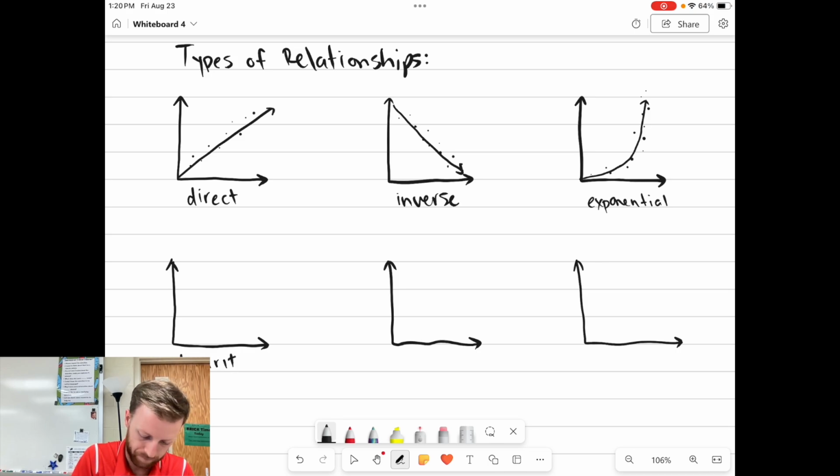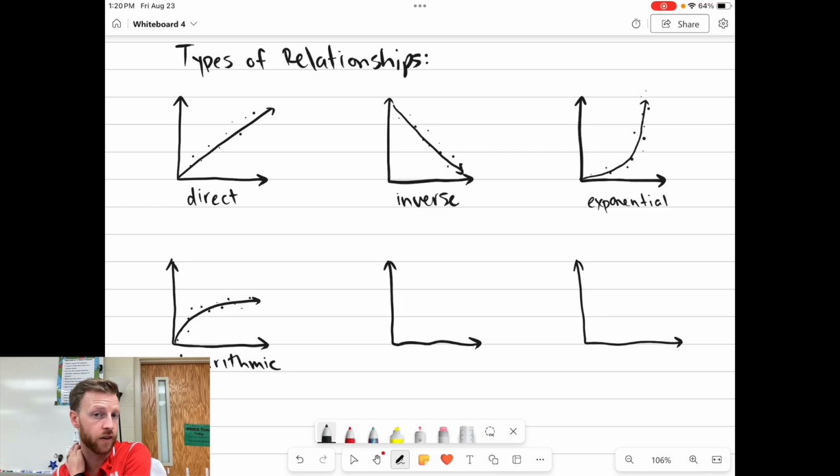Then we have what's called a logarithmic relationship. A logarithmic relationship starts off kind of like a parabola. It's kind of the flip of it. So it starts off straight, but then it flattens itself out. And it's modeled after the log function on your calculator, which some of you may know and some of you may not. It's kind of a rare function we won't really touch, but the relationship is important to know about.